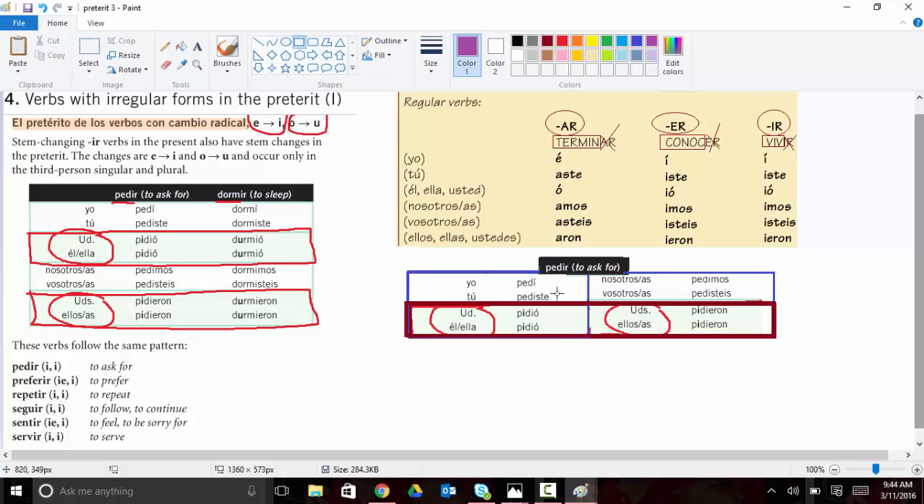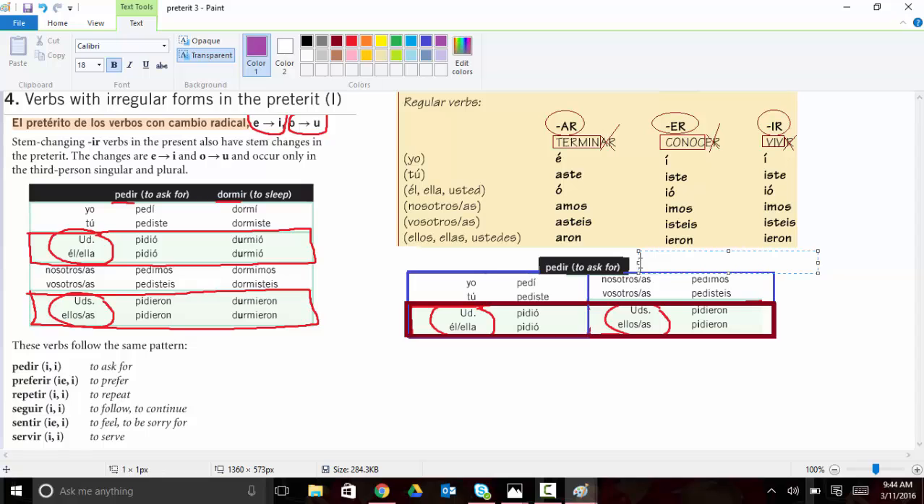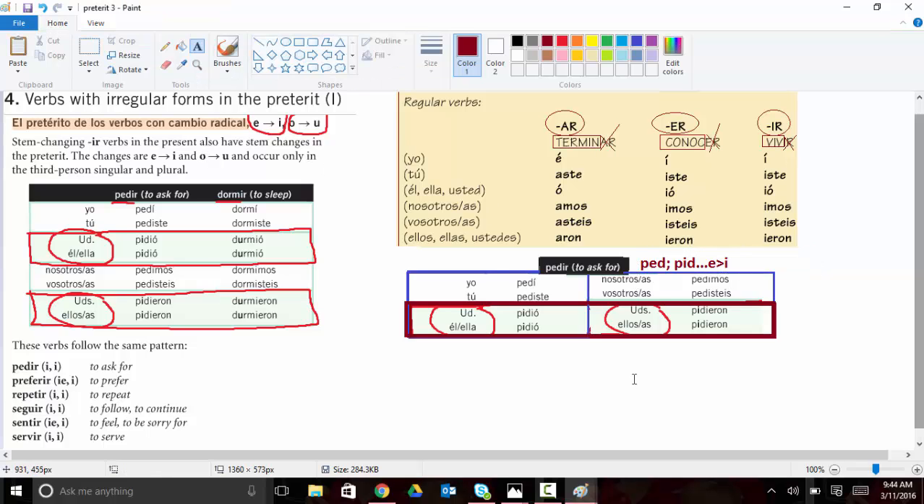So if I tell you that pedir is an E to I stem changer, what that means is that for nosotros and vosotros, it would keep its regular stem, which is PED, but for usted, él, ella, and ustedes, ellos, ellas, you would use the stem PID because this verb is an E to I stem changer, okay? And there's only 2 types. There are either E to I's or O to U's, okay? So for example, you have pedir already done. I could do repetir, and you saw seguir, so maybe I'll do repetir.